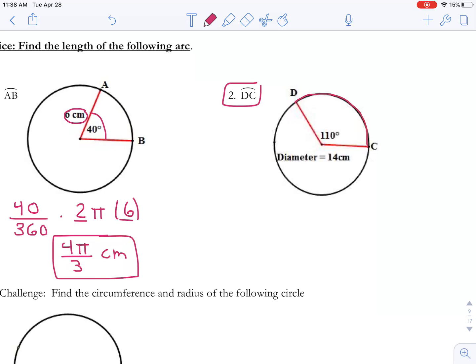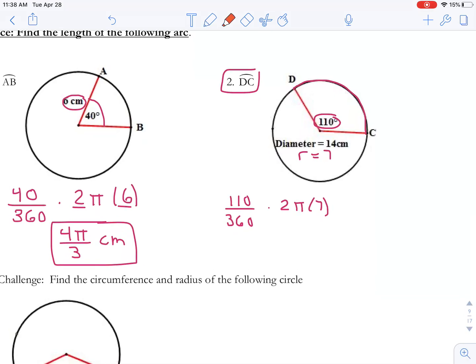Our next one, okay, look at that notation. This is saying the arc DC. And again, this has a 110-degree measure. So we have 110 over 360. We're given the diameter, so remember, be careful. The diameter is 14, the radius would be 7. So that portion, 110 over 360 times 2 pi r, 2 pi times 7.